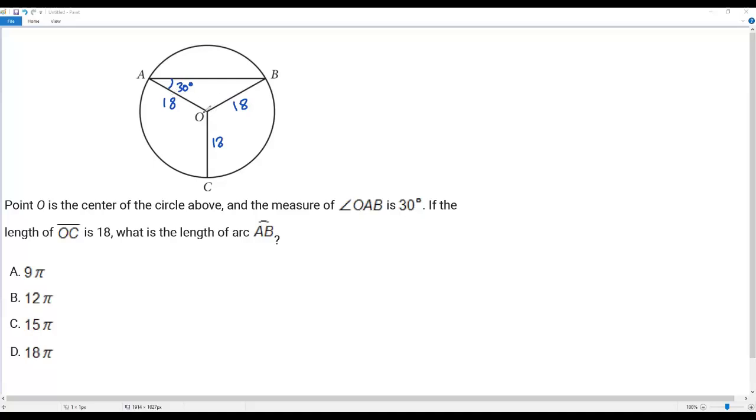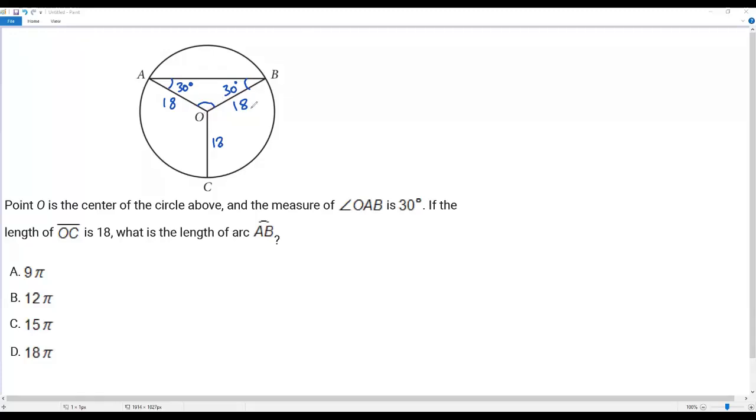Now let's consider the triangle OAB. It is an isosceles triangle because two sides of the triangle, OA and OB, are equal. Whenever two sides are equal in a triangle, the interior angles opposite to the sides of equal length must be equal in measure. So this angle measure and the angle measure at B over here, both opposite the sides of equal length, must be equal. Already we know that the angle measure over here is 30 degrees, so this angle measure also must be 30 degrees.